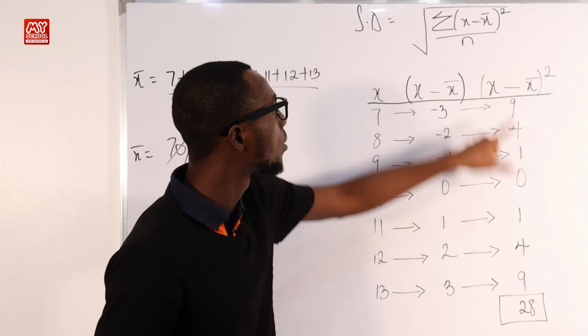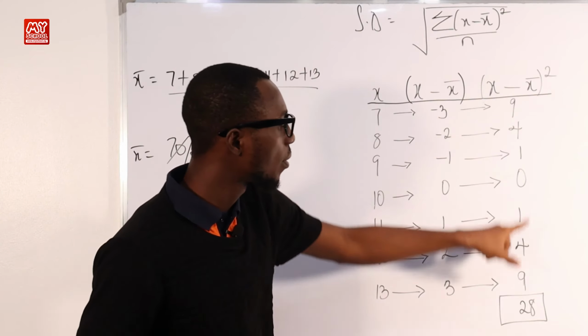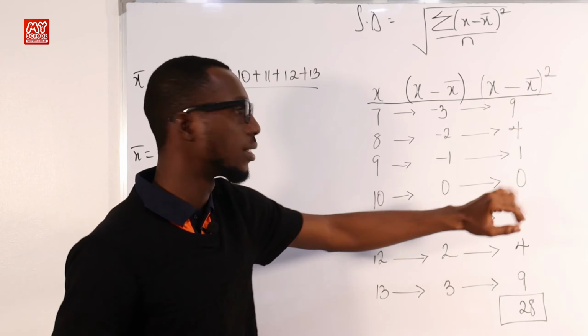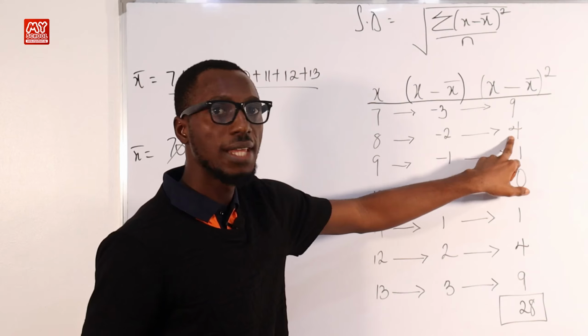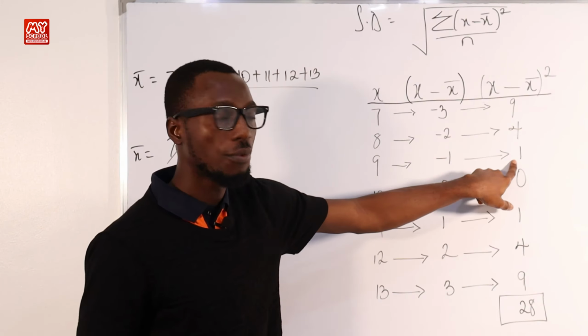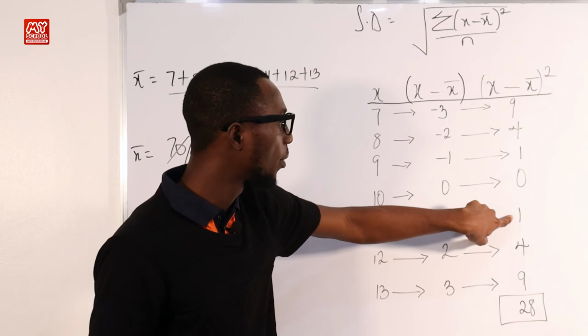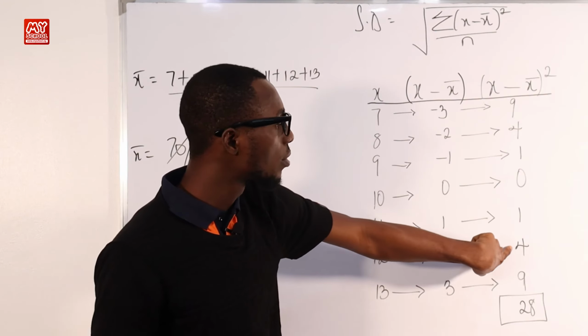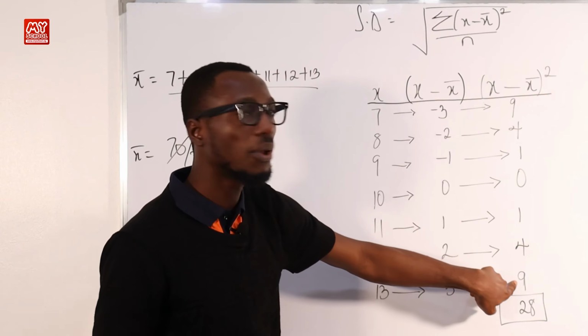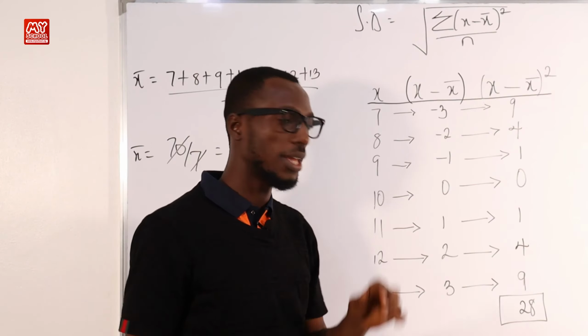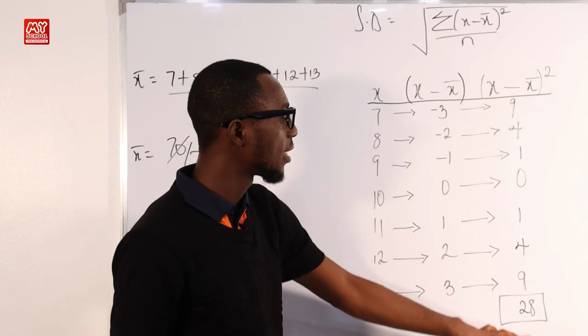Then we find the sum total of all of the squares. So 9 plus 4, we have 13, plus 1, that's 14, plus 0, 14, plus 1, that is 15. 15 plus 4, that is 19. 19 plus 9, that gives us 28. So the sum total of this is 28.